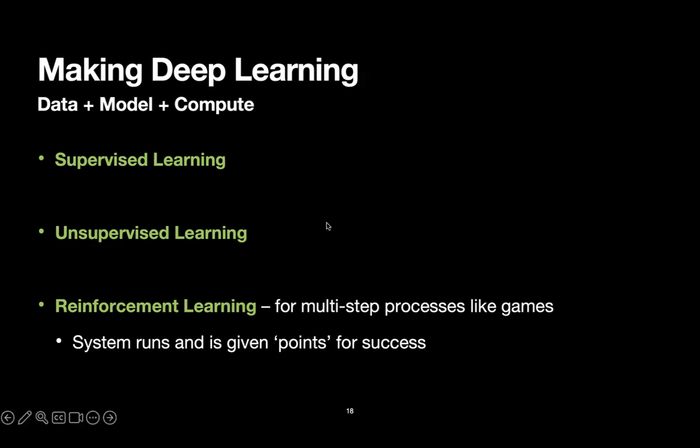The system will run and it's given points for success. So one of the things that designers and engineers spend a lot of time on is how to teach the system by giving it rewards when it gets things right. It's harder than it sounds, because if you just give it a reward for, you know, winning, it's crazy what AI will sometimes do. It'll find loopholes in the rules that you didn't know.